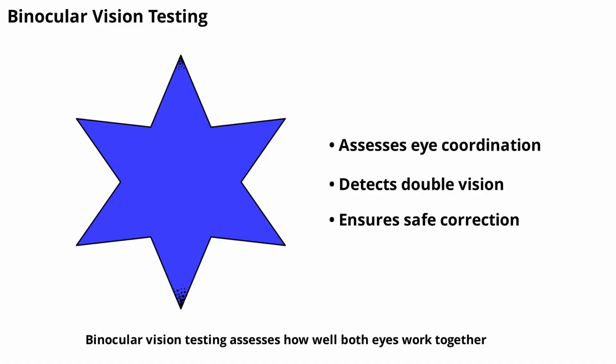Binocular vision testing assesses how well both eyes work together. Cataracts can disrupt binocular vision, causing double vision or difficulty with depth perception. The test involves looking at objects with both eyes and measuring alignment and coordination. Binocular vision testing is important for ensuring safe and effective vision correction.